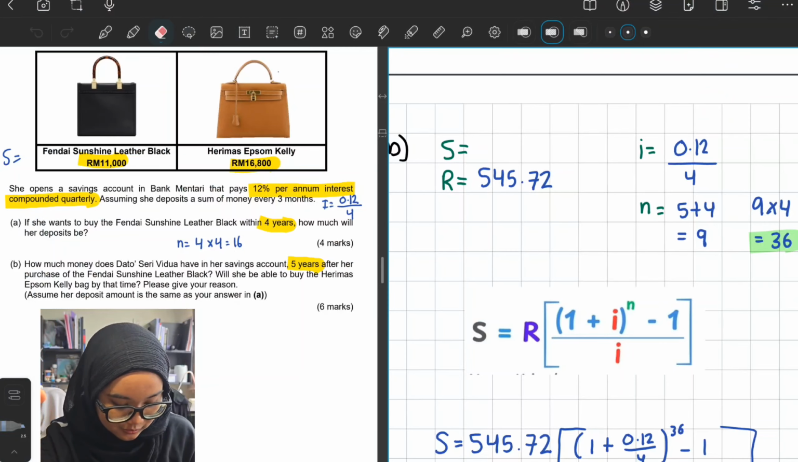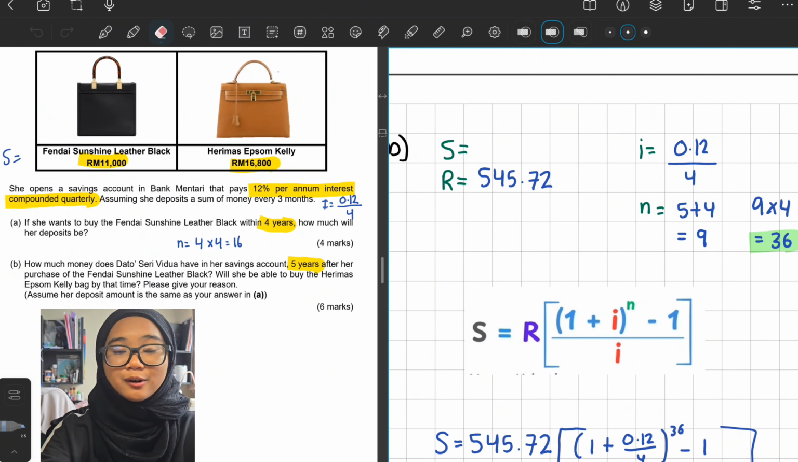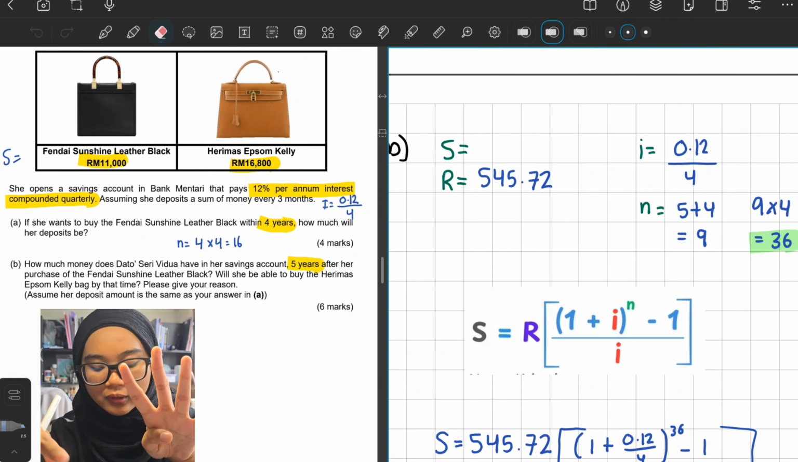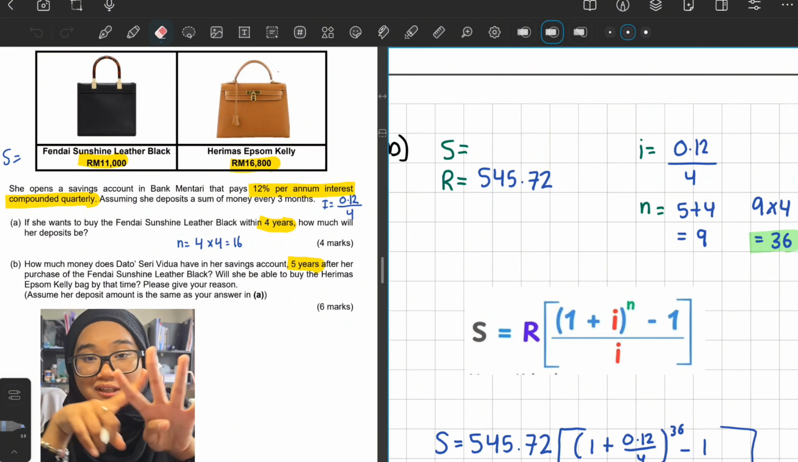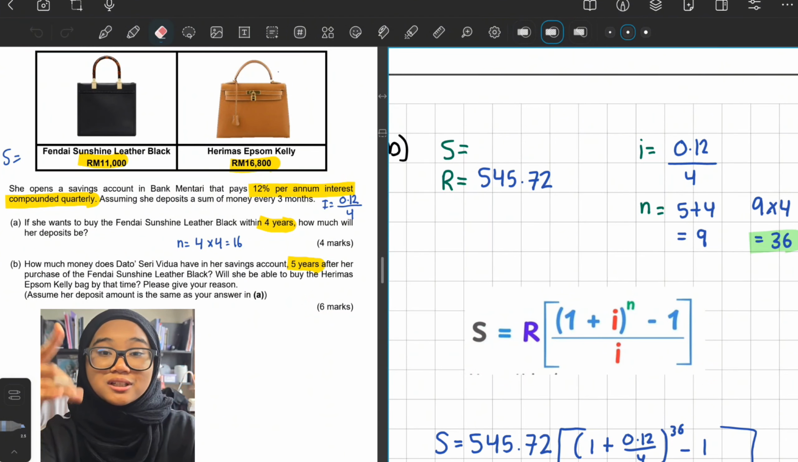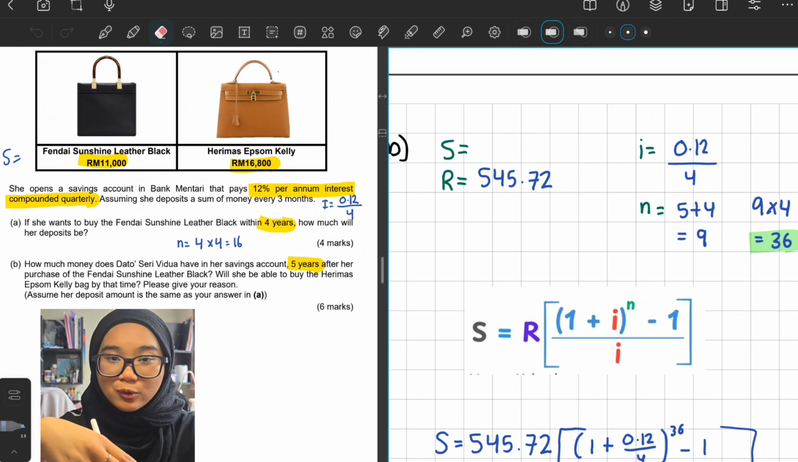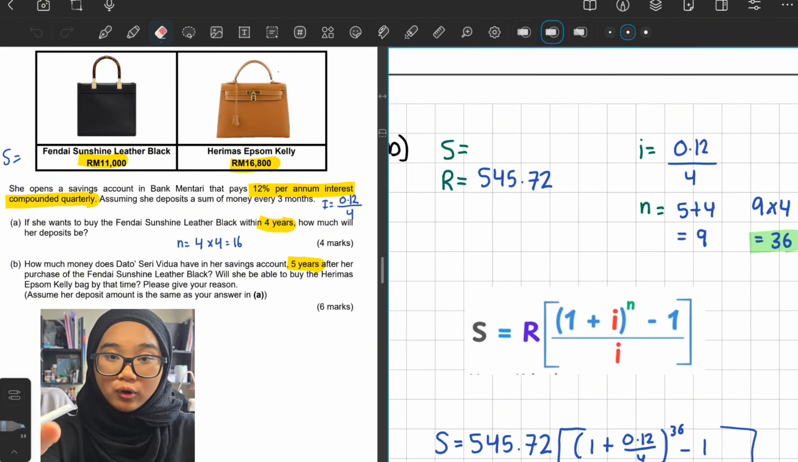So it says to assume her deposit amount is the same as the previous question. So we already get the R. Okay, remember from this chapter we need to find 4 variables: S, R, I, and N. So we already get the R, which is RM545 and 72 cents. And from this question we can also get the I, which is the same as the previous question, 0.12 over 4.